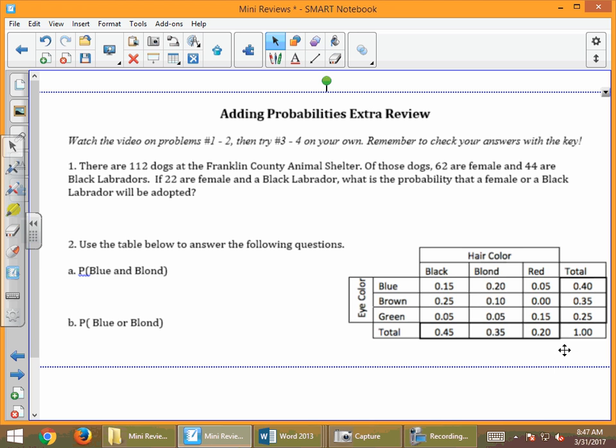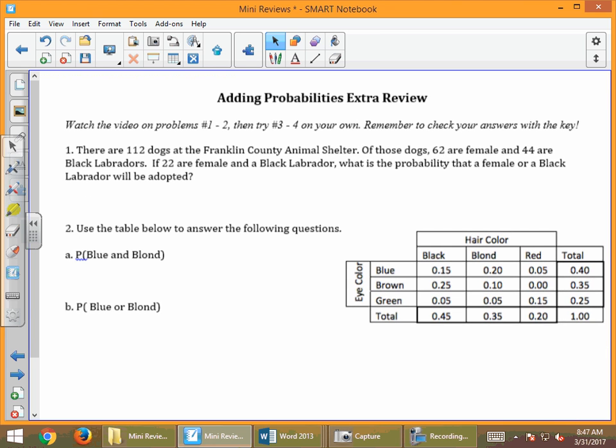In this extra review, we're going to be talking about adding probabilities. So we're going to do 1 and 2 together, and then you're going to do 3 and 4 on your own. So we look at number 1.